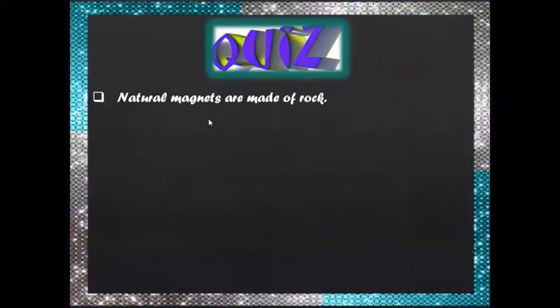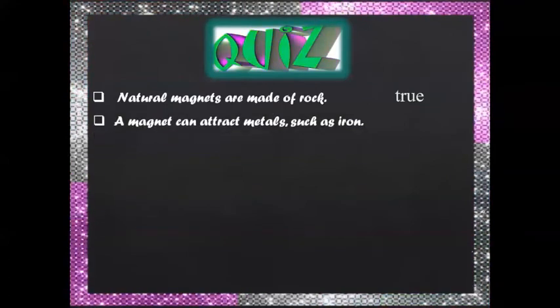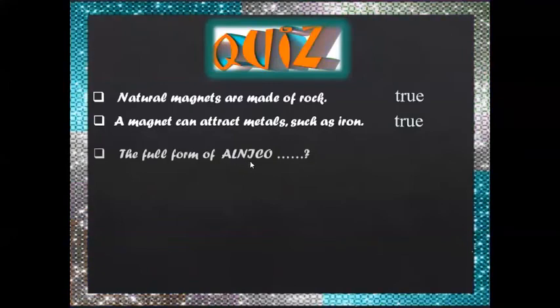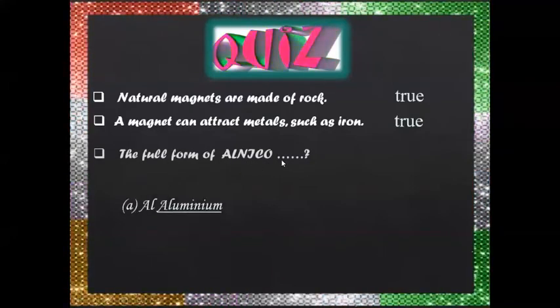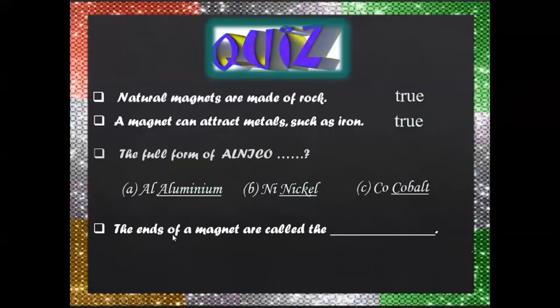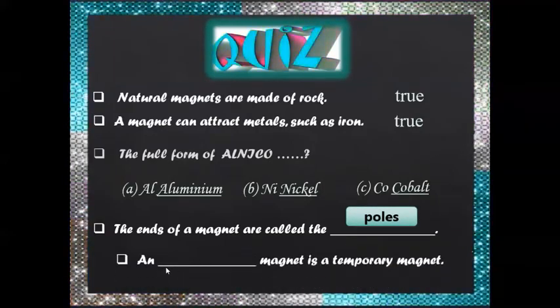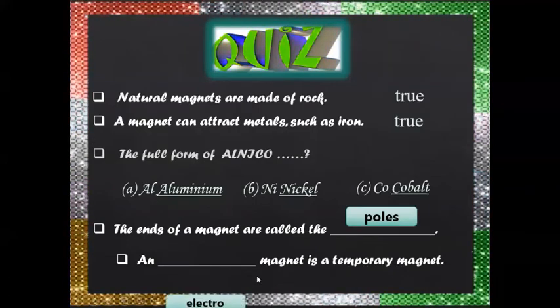Okay. Now it's quiz time, students. Natural magnets are made of rock. Yes, natural magnets are the rock magnet that is called lodestone. A magnet can attract metals such as iron. Yes, correct. The full form of alnico, AlNiCO, is aluminium, nickel, cobalt. The ends of the magnets are called the poles. And dash magnet is a temporary magnet. Yes, an electromagnet is a temporary magnet.